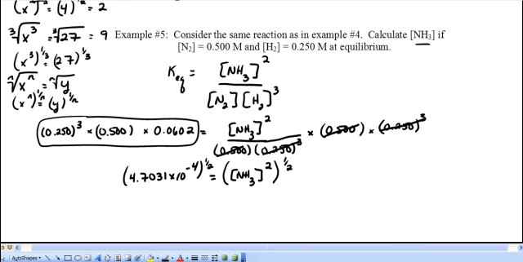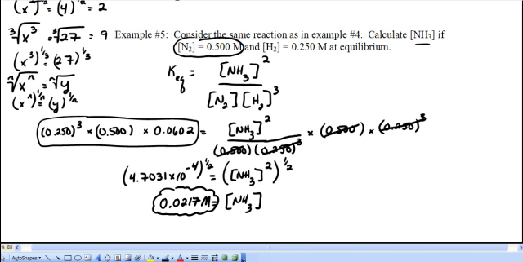Okay? And so now I have the ammonia concentration equaling, and if you take the square root of this side or raise it to the 1/2 power, you do get 0.0217, and we're dealing with the concentration of the ammonia here, so we can label this molar. So this would be the concentration of the ammonia if this is the equilibrium nitrogen and this is the equilibrium hydrogen.